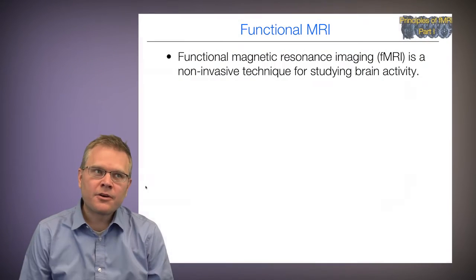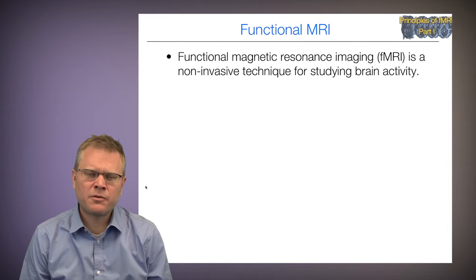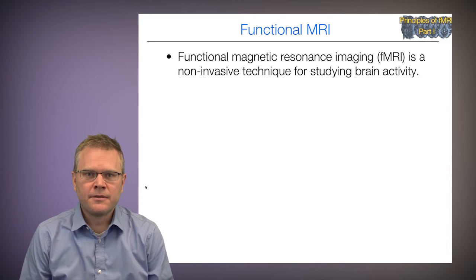Hi, in this module we'll talk about the analysis of fMRI data. We'll talk a little bit about some nomenclature, and we'll also talk about the goals of fMRI data analysis. So functional magnetic resonance imaging, or fMRI, is a non-invasive technique for studying brain activity. By non-invasive, we mean that there's no known side effects of taking frequent fMRI scans.